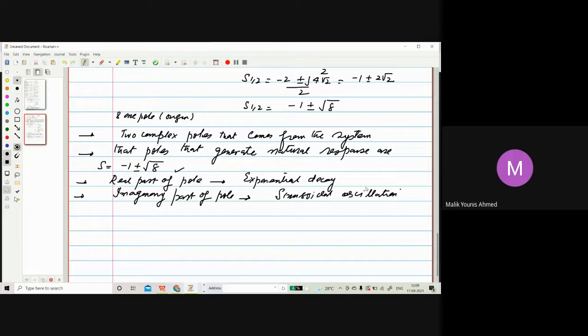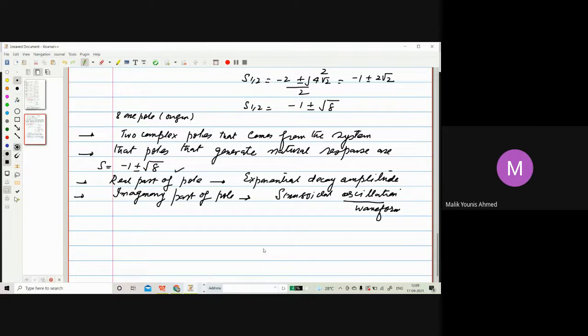So again, I'm telling you, in the general damped sinusoidal response for a second order system, the transient response will consist of an exponential decay amplitude that will be generated by the real part of the system pole, and the sinusoidal waveform or sinusoidal oscillations that will be generated by the imaginary part of the system pole.